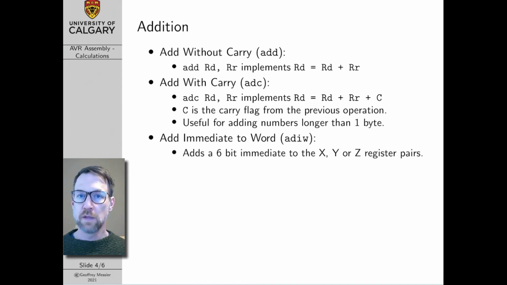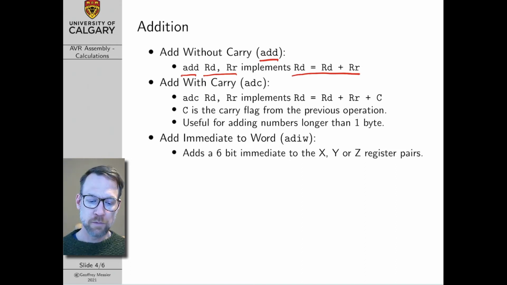So addition is also another important thing for computers to be able to do. As it turns out, there are a few variations of the addition operation in the AVR instruction set. Here are 3 examples. The first command, add without carry, is just the add command, and this is just regular old addition. You type in add, you give it 2 registers, and this is equivalent to RD is equal to RD plus RR. We're familiar with this command. We talked about it a lot when we were designing our microarchitecture.